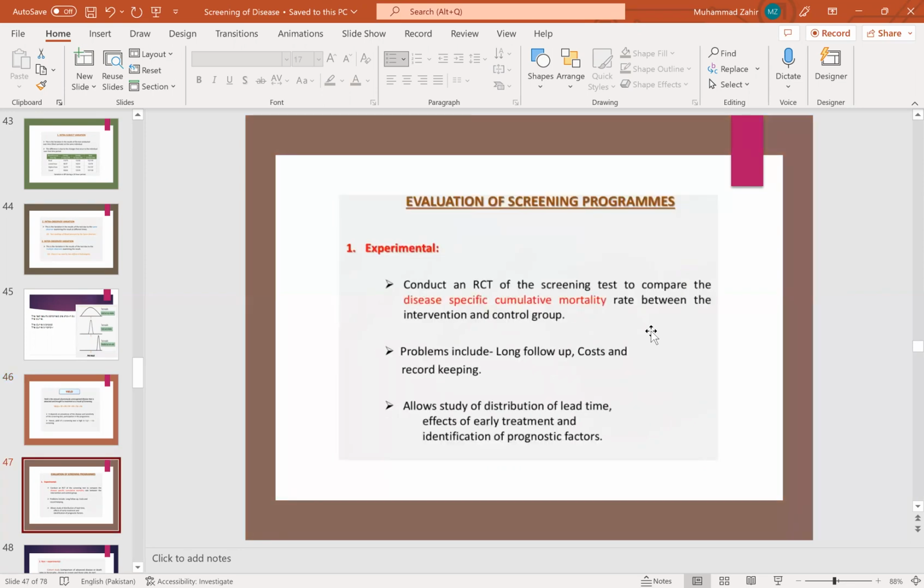Evaluation of screening programs, experimental: conduct an RCT of the screening test to compare the disease-specific cumulative mortality rate between the intervention and control group. Problems include long follow-up, cost and record keeping, loss of study of distribution of lead time, effect of early treatment, and identification of prognostic factors.